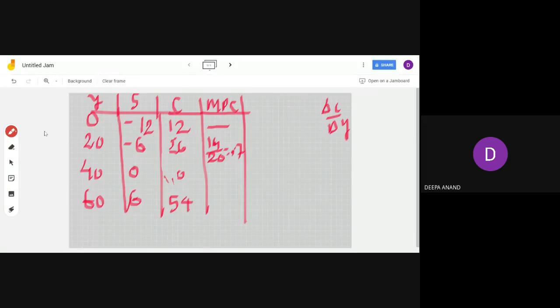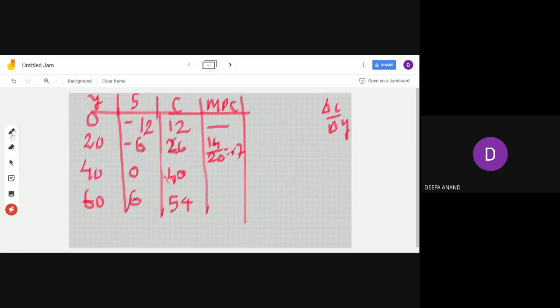This is 26 and this is 14. I hope most of you have done it. Still, I am explaining it. So here, what is the change? The consumption was 26. So your income has changed from 20 to 40. 20 rupees income change. Your consumption has changed from 26 to 40. That means 26 to 40. How much is the change?